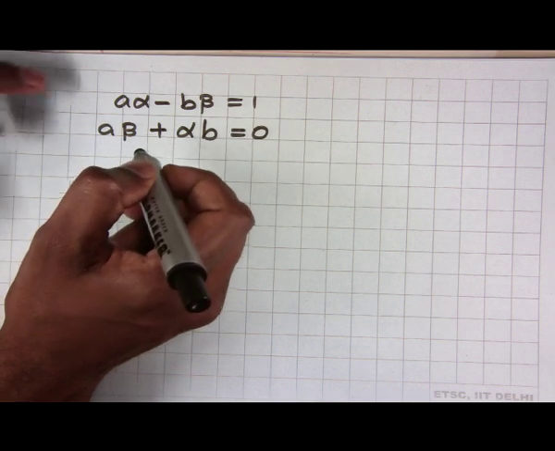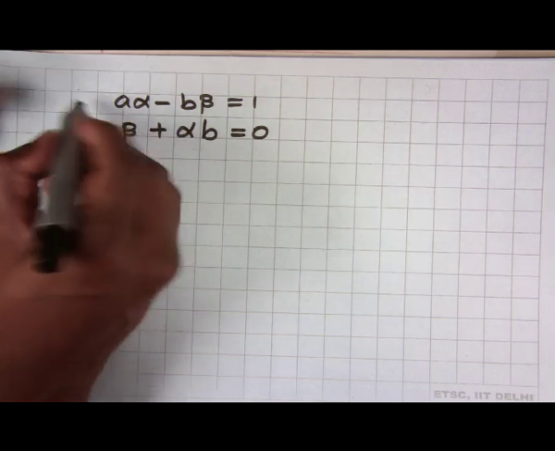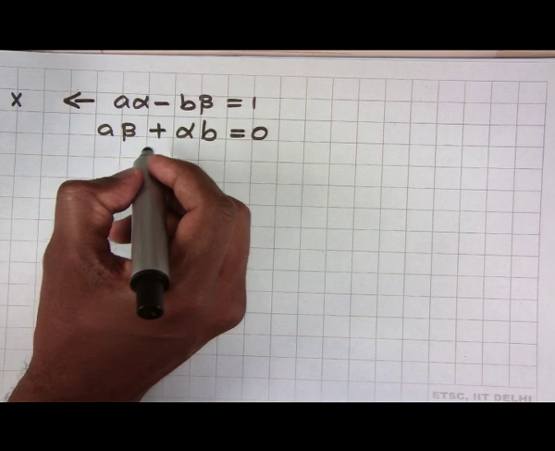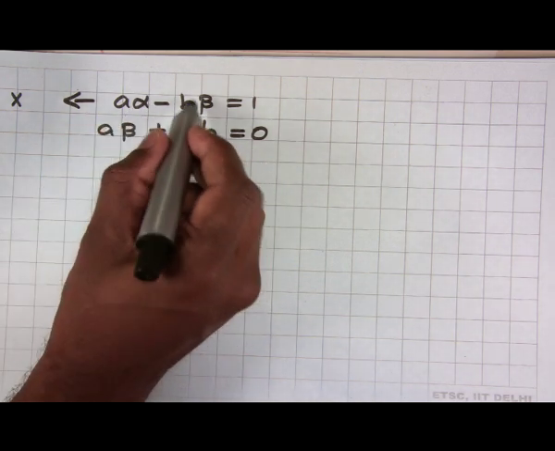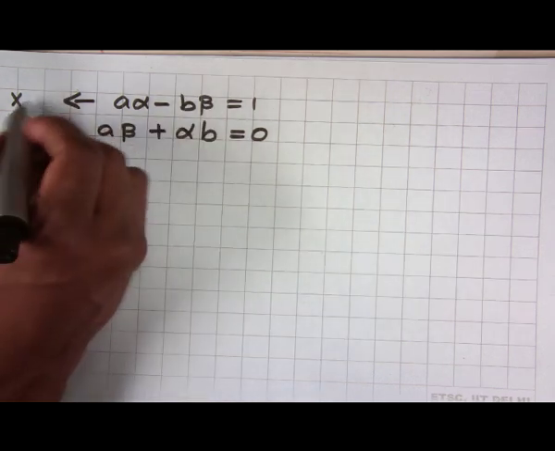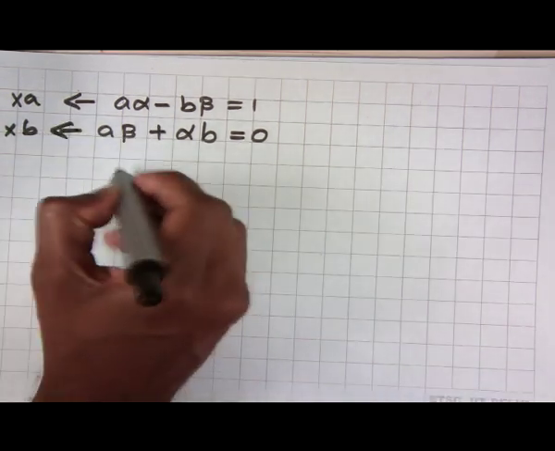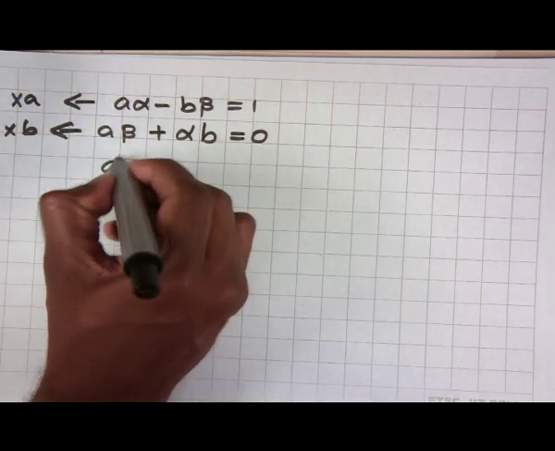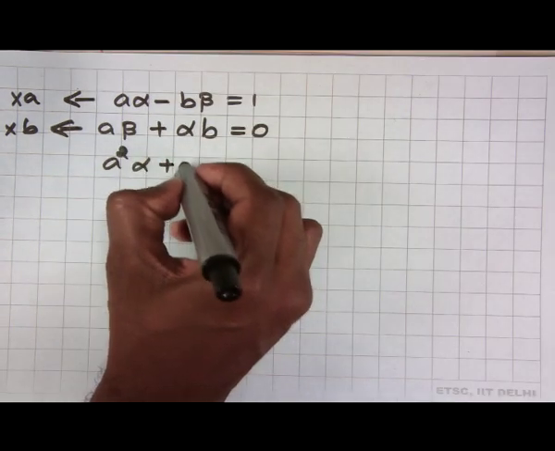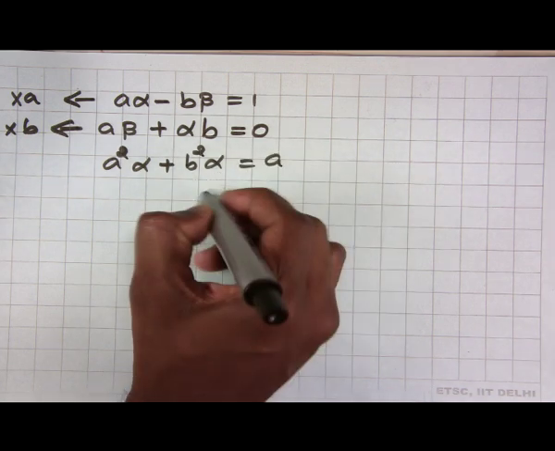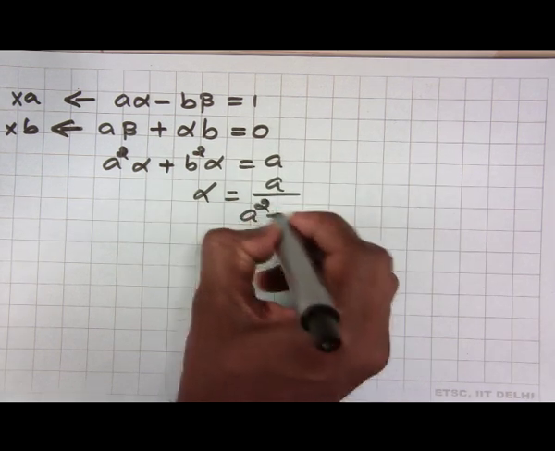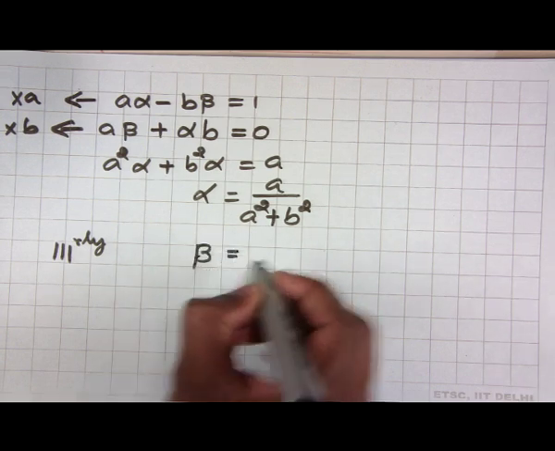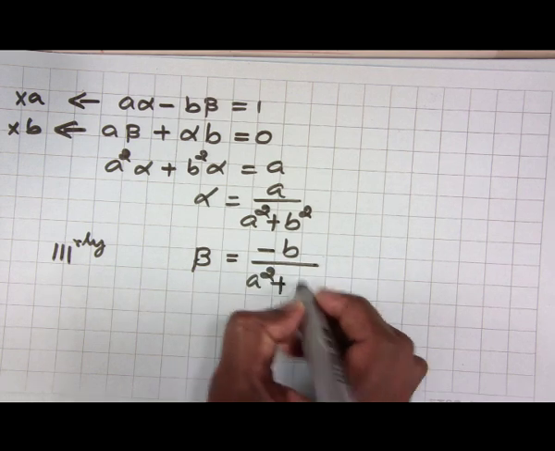So, we can first solve for alpha. We can create the common factor for beta in the two equations by multiplying the first by a and the second by b. Then what you see is that once you add these two equations after multiplying these factors, we get a square alpha plus b square alpha, that is equal to a. So, alpha is a by a square plus b square. Similarly, we can calculate beta, which we get as minus b by a square plus b square.